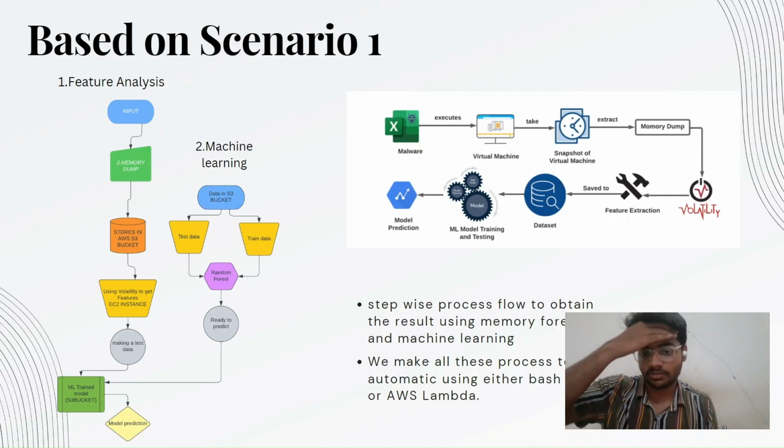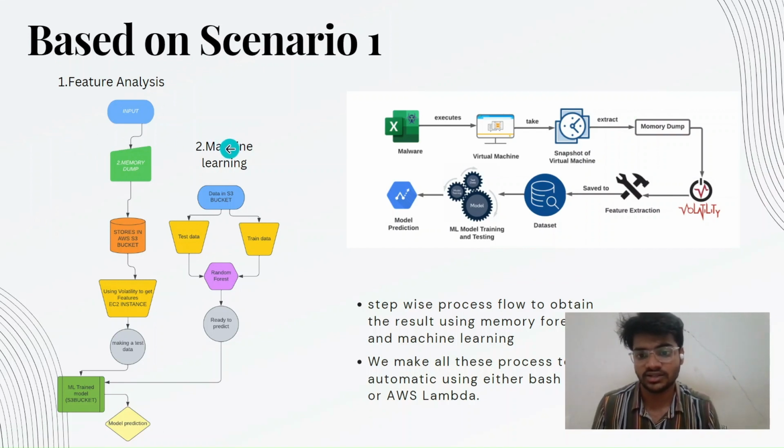And this is a flowchart based on scenario one. It has two things in it. One is feature analysis, another thing is machine learning. In feature analysis, we take input from a user as a memory dump. Once it is taken, it is stored in an Amazon S3 bucket, and in an EC2 instance, we take that memory dump and analyze it using Volatility. Once Volatility is done, the obtained features are set as test data, and it's given to a trained model.